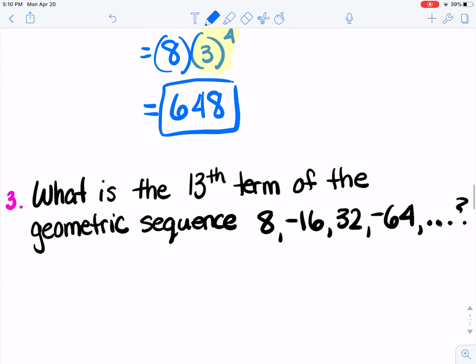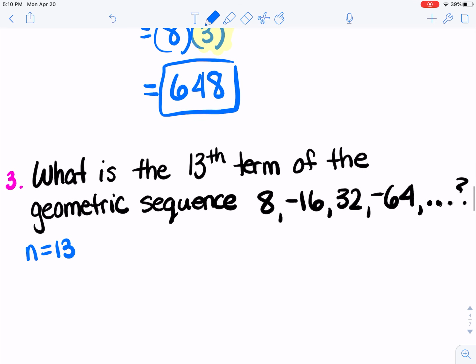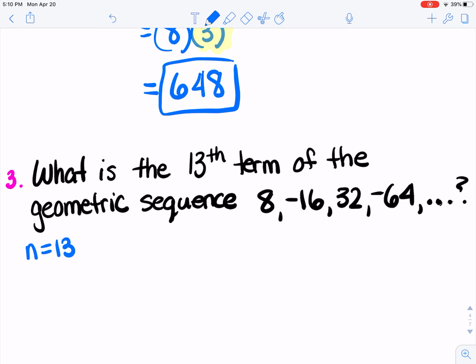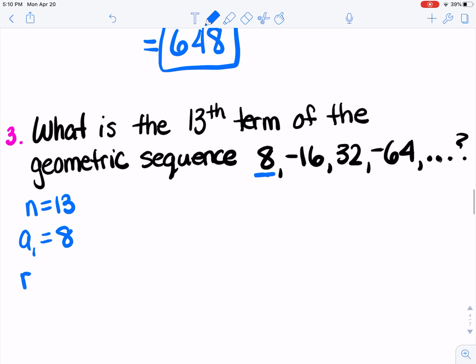Now the next one, they don't spoon feed me everything like they did in 1 and 2. Here, what's the 13th term of the sequence? Okay, so n is 13. Then they give me the geometric sequence. So I have to pluck out my first term. My A1 is 8. Now, what's different about this one is, notice they did not spoon feed me what the common ratio is. That means I have to do a little bit of work and I have to find out what the common ratio is.